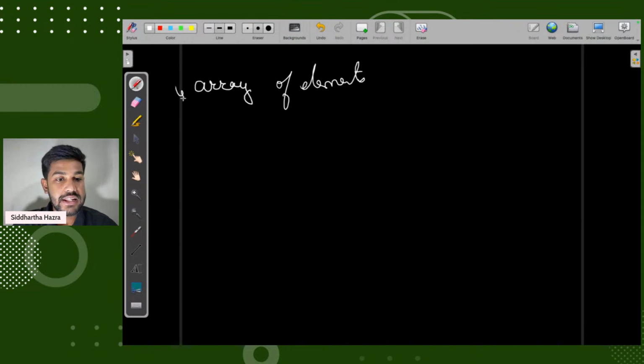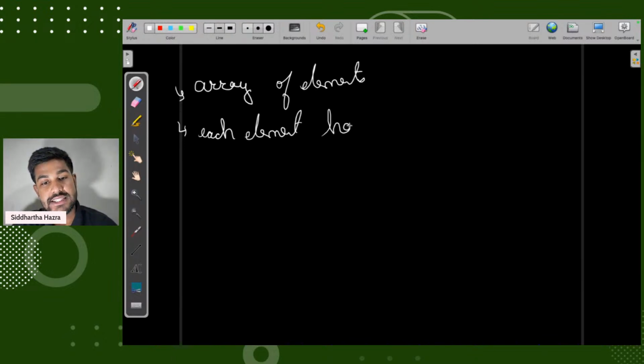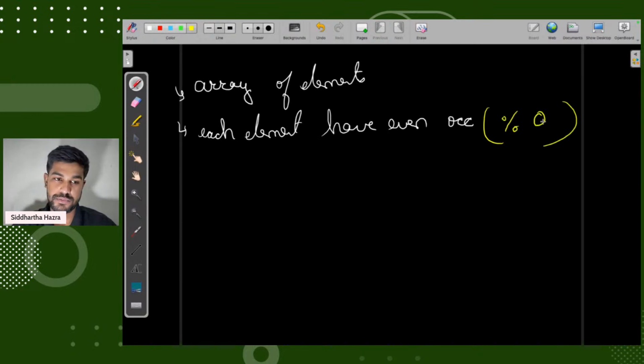Each element has even occurrence. What do you mean by even occurrence? That when divided by 2, the remainder is equal to 0. The next thing is that there is an exception present, and not just one exception. The exceptions are two: there are two elements which have odd occurrence.